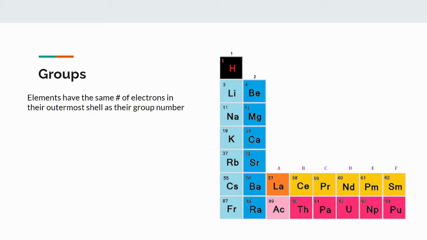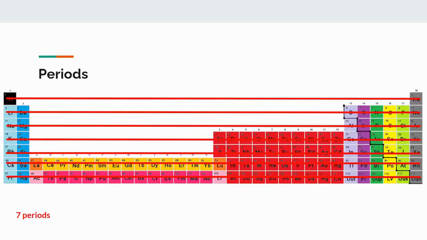And if you choose an element in group 2, they will have 2 electrons in their outermost shell, and so on and so forth. Periods are the horizontally organized rows. There are 7 periods.